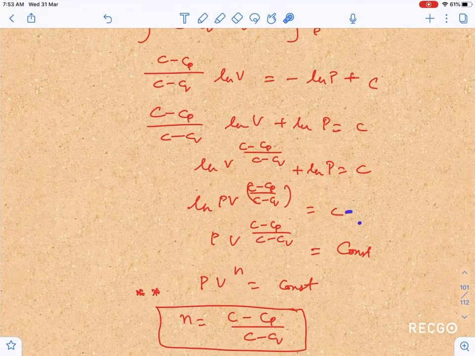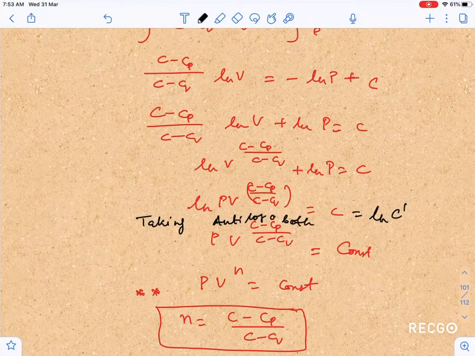Now guys, if this constant is ln c dash, I can write that on both sides, taking anti-log. So you can write, taking anti-log on both sides, PV to the power (C minus CP) upon (C minus CV) is equal to a constant, guys. So that is why this is PV to the power n is equal to constant.